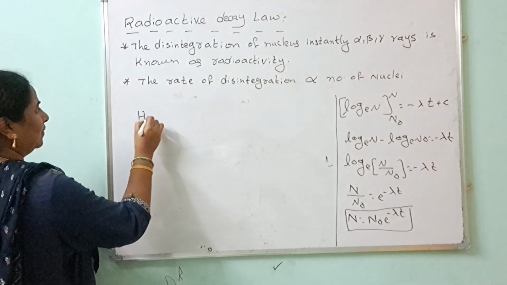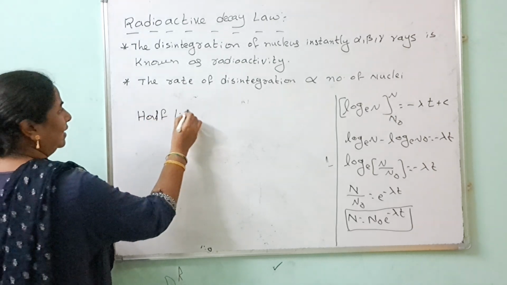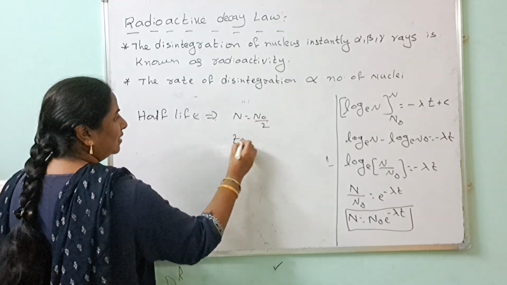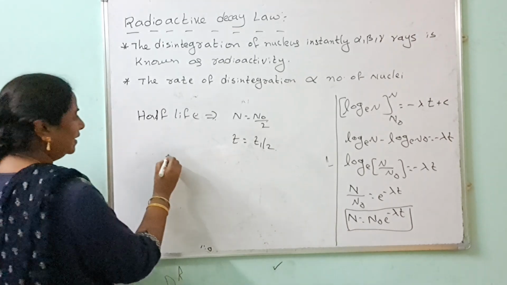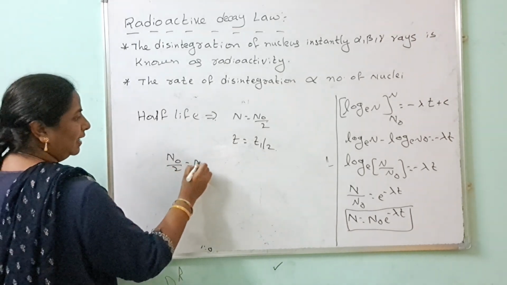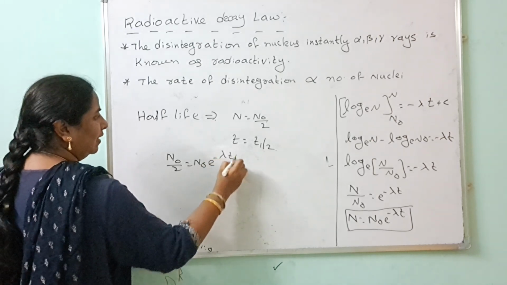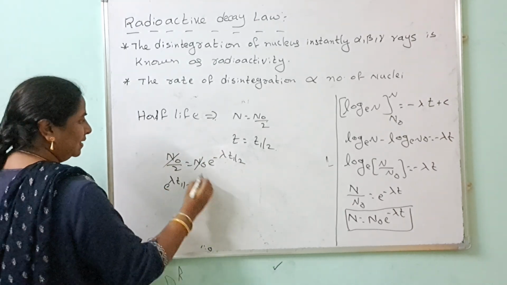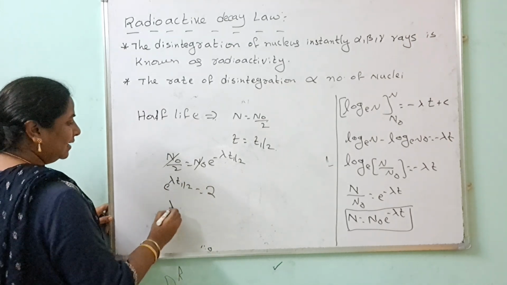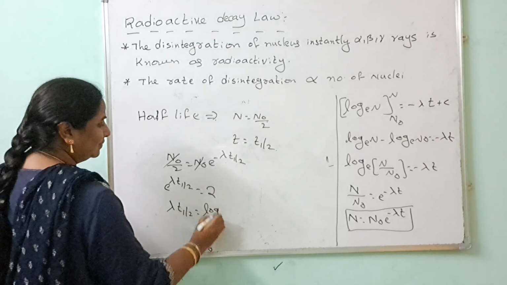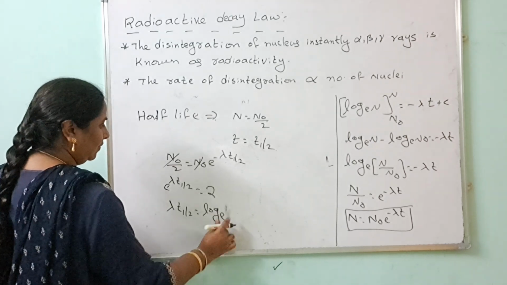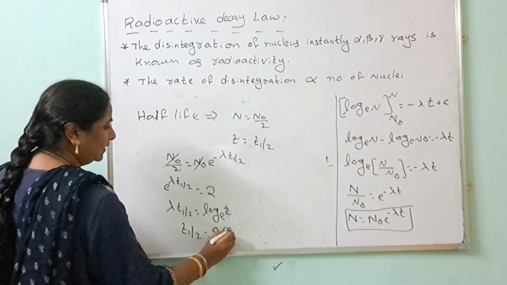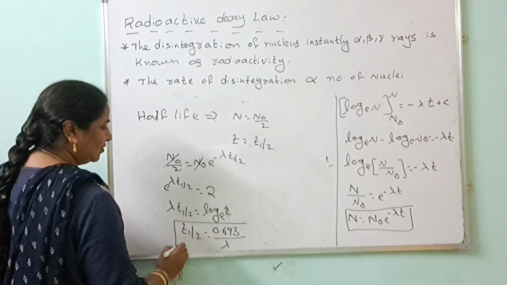So for the half-life, we take N equals N naught by 2, and instead of t we take t half. When you substitute, N naught by 2 equals N naught into e to the power of minus lambda t half, N naught cancels. When it comes to this side, e to the power of lambda t half becomes 2. Taking the logarithm on both sides, lambda t half equals log e 2. From this, t half equals the logarithm of 2, which is 0.693, by lambda. This is called the half-life.